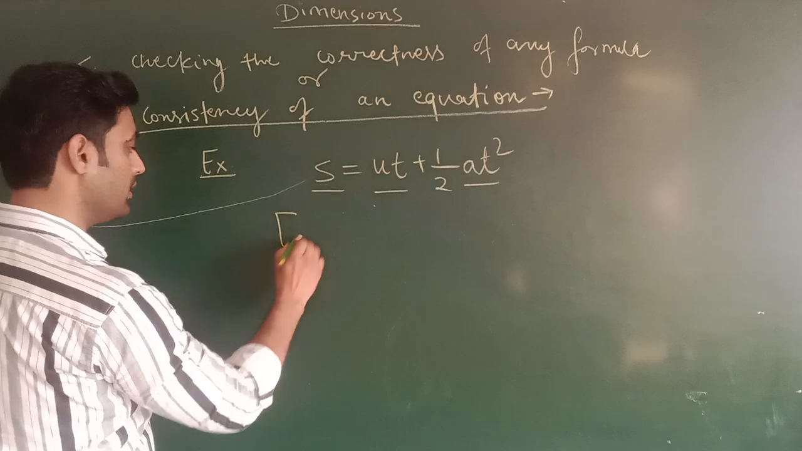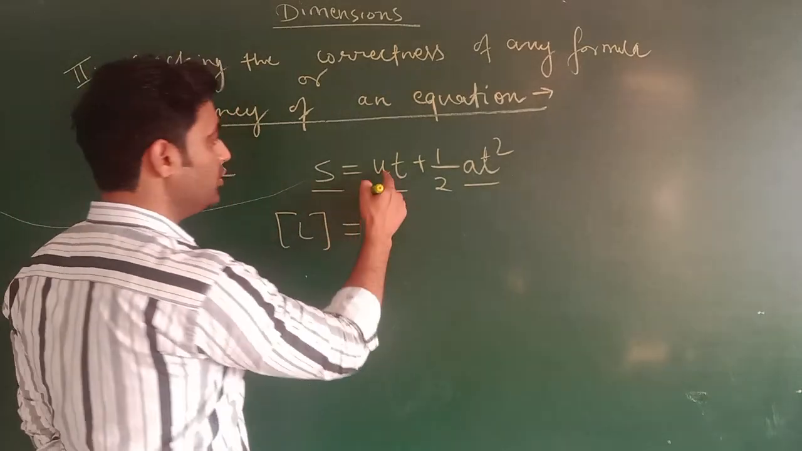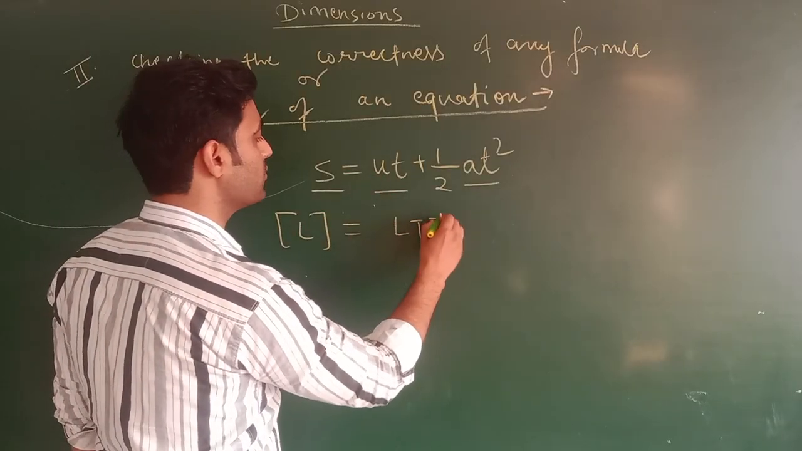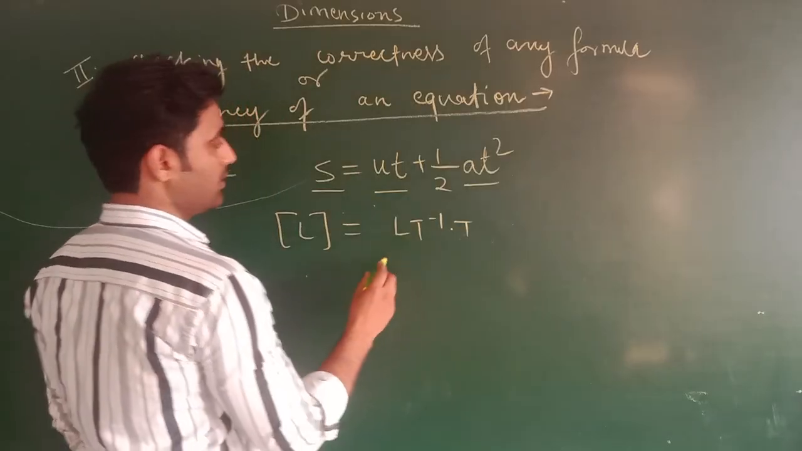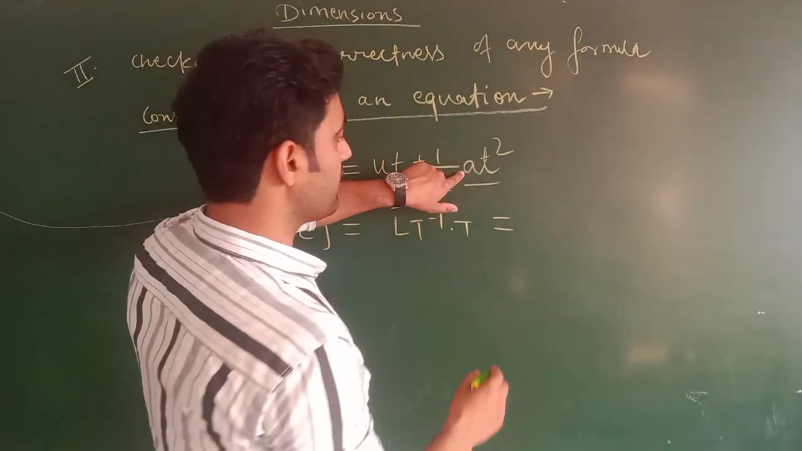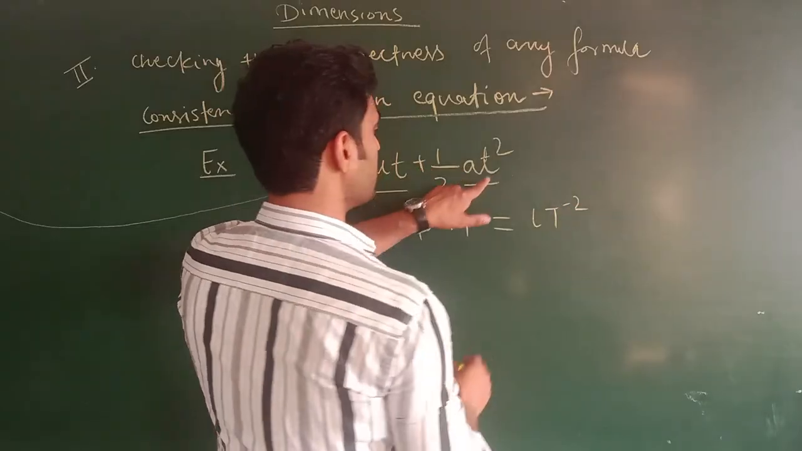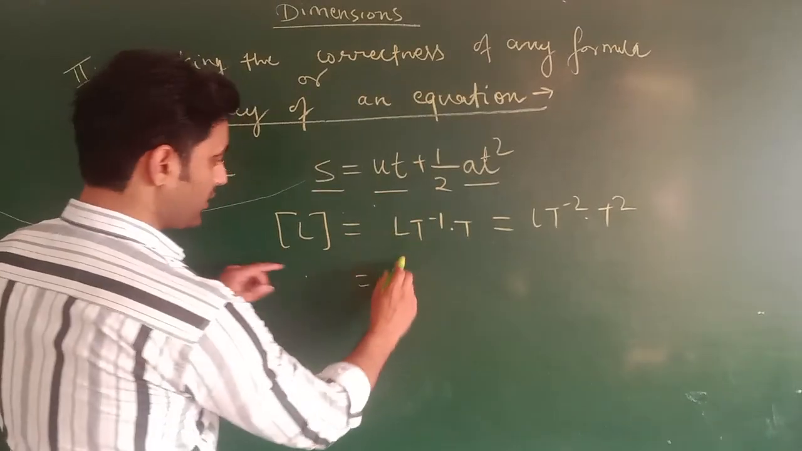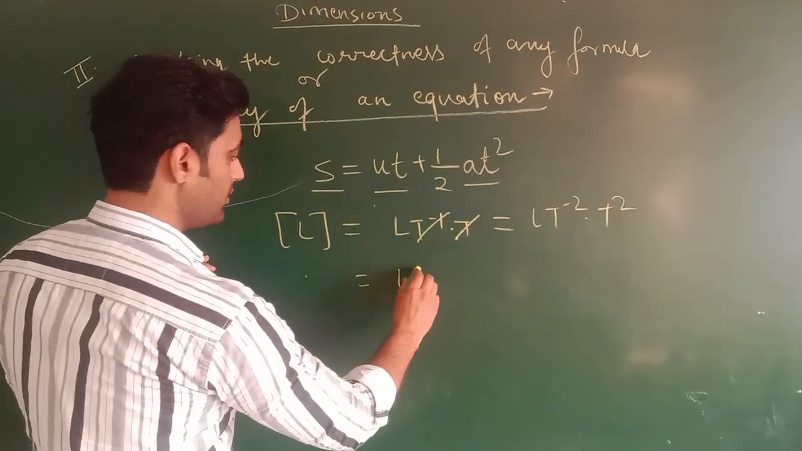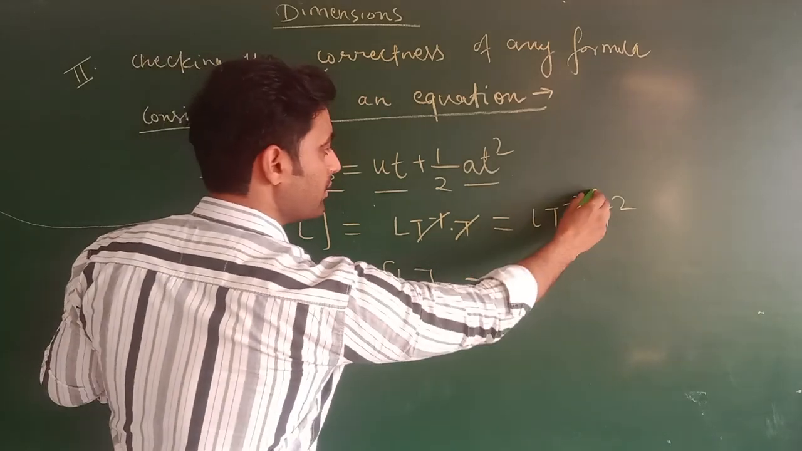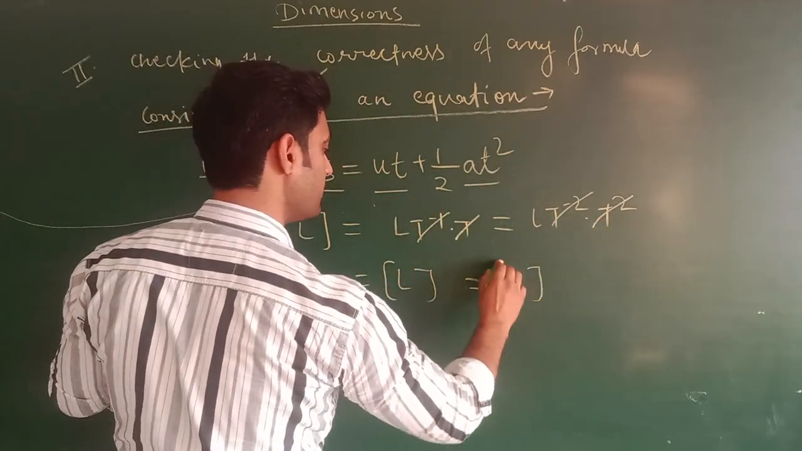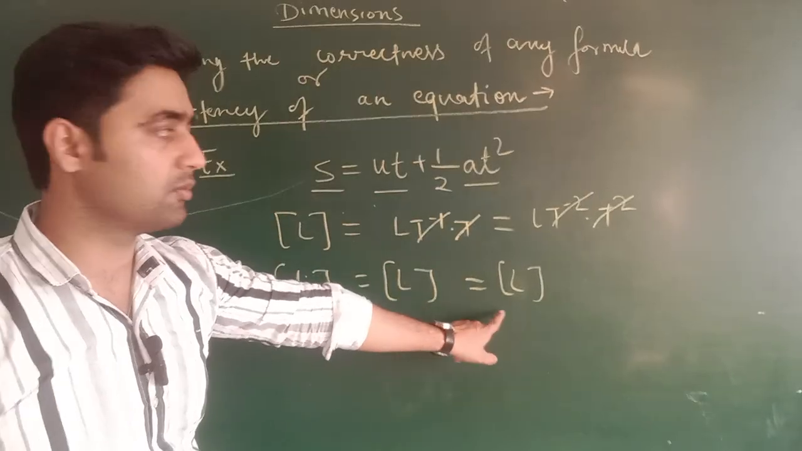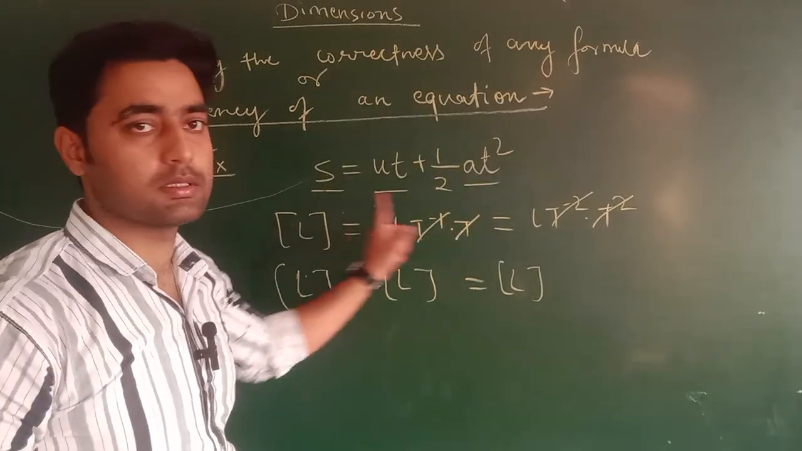Displacement is a type of length. For ut, the dimensional formula of u, that is velocity, is LT minus 1, multiplied by time. Dimensional formula of acceleration is LT minus 2, and for time T power 2. Let's check. So T gets cancelled and here this one is also cancelled. So all the three terms have the same dimensional formula. That is why this given equation is consistent.